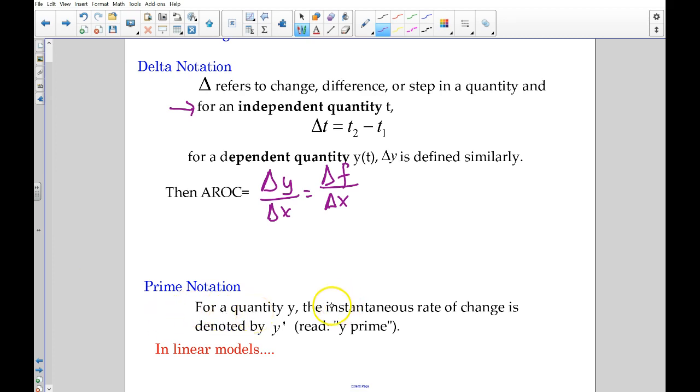This is typically used when we're talking about instantaneous rate of change. So again, how fast it is changing at a specific moment, and is denoted by y prime. So if we look at a linear model, y is equal to mx plus b, m is how fast it's changing, and that is constant. So we could actually write this, if we wanted to, as y is equal to y prime times x plus b.